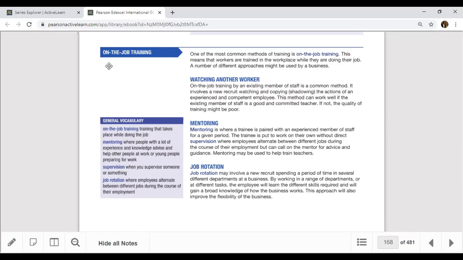This is how you operate. On-the-job training: you can give them the job from the first day onward, and they can do their tasks and duties. There are different approaches used by businesses to provide on-the-job training.